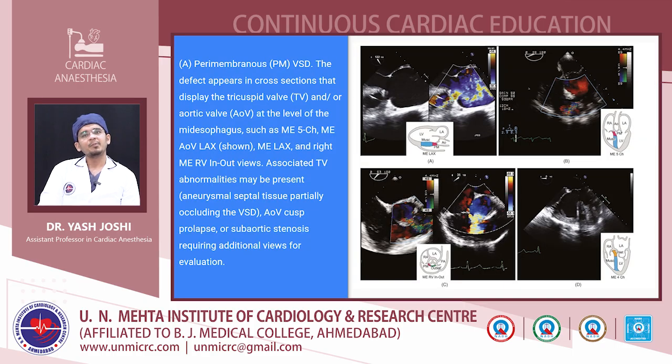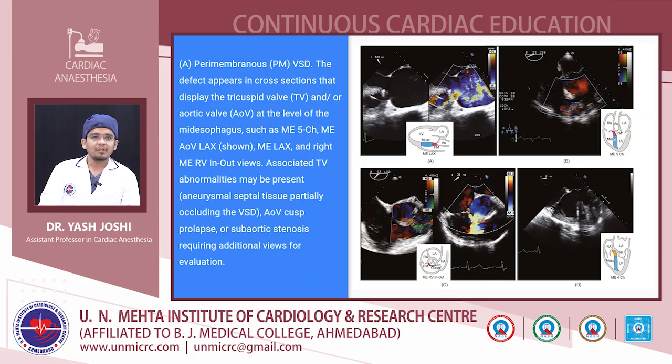Now, these 4 images of the TEE, which are labeled A, B, C and D, are ideal for showing all the types of the VSDs as well as the various views, and which VSDs are shown in which TEE views. Now, coming to figure A, showing the mid-esophageal aortic valve long axis view. This image shows a perimembranous VSD. Perimembranous VSDs are usually near the aortic valve.